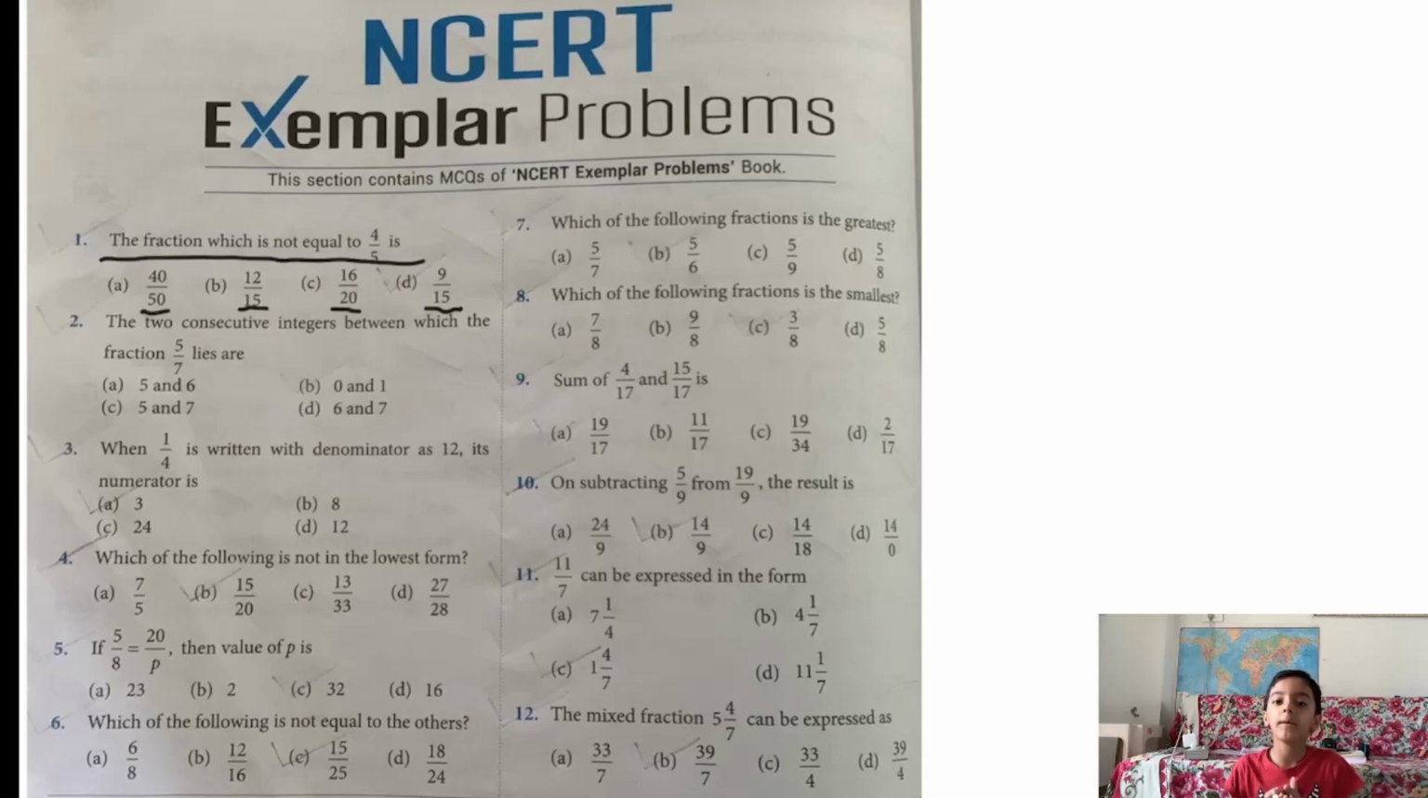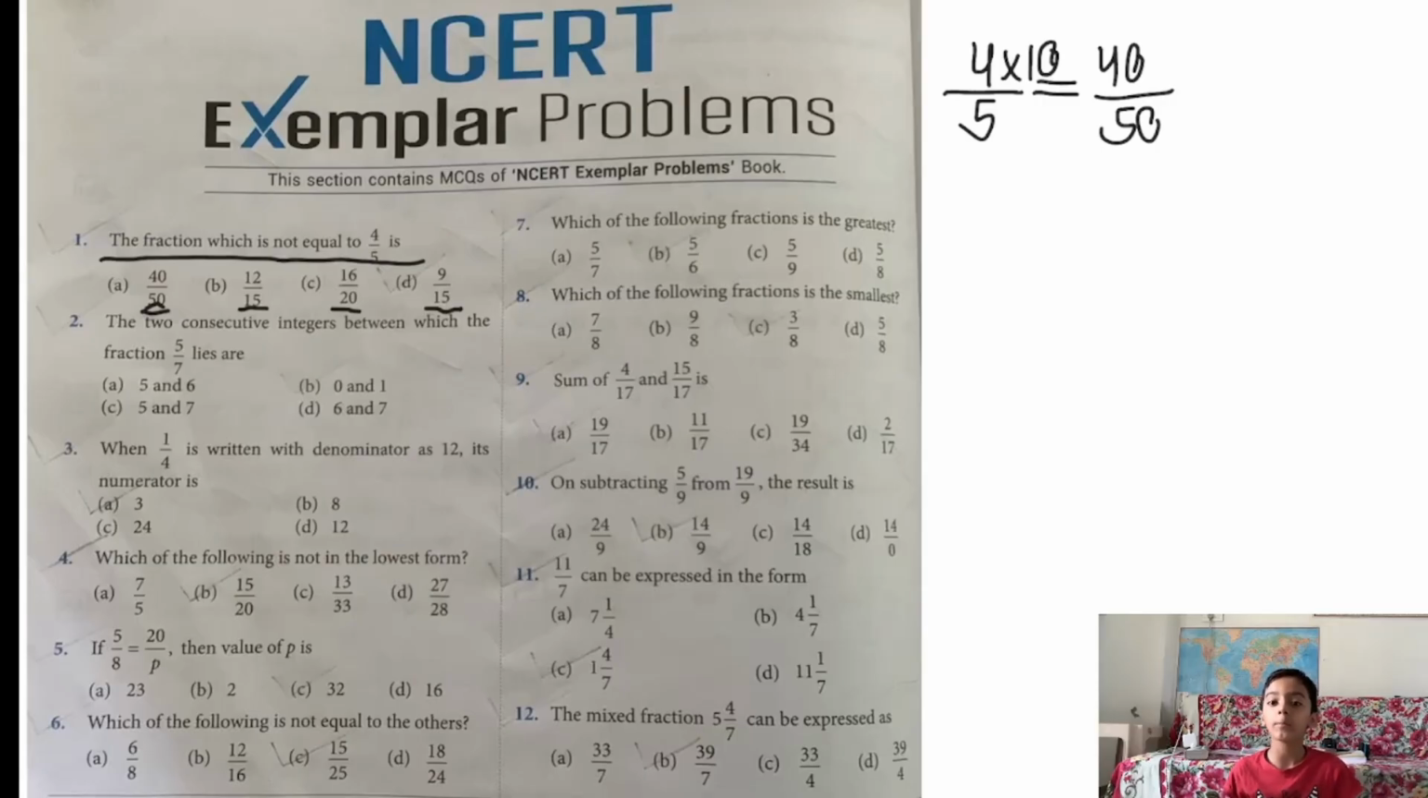Let's start by comparing the first option, which is 40 by 50. So here we are saying that 4 by 5 is equal to 40 by 50. So we are multiplying 4 by 10 to get 40. So 4 multiplied by 10 is equal to 40. If we are saying that 4 by 5 and 40 by 50 are equivalent fractions, then we have to multiply the numerator and denominator by the same number.